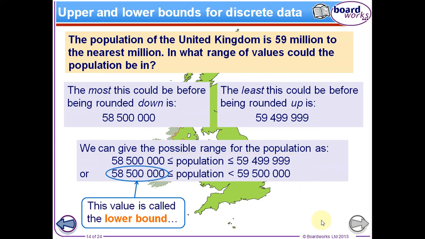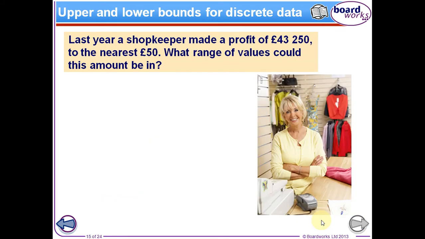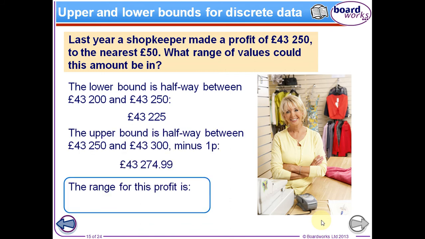Okay, so this is called the lower bound and this is called the upper bound. Last year a shopkeeper made a profit of this. Guys, at this point, because of our time, I will just discuss the solution, then I will tell you what is going on there. Now, last year a shopkeeper made a profit of 43,250 to the nearest 50.